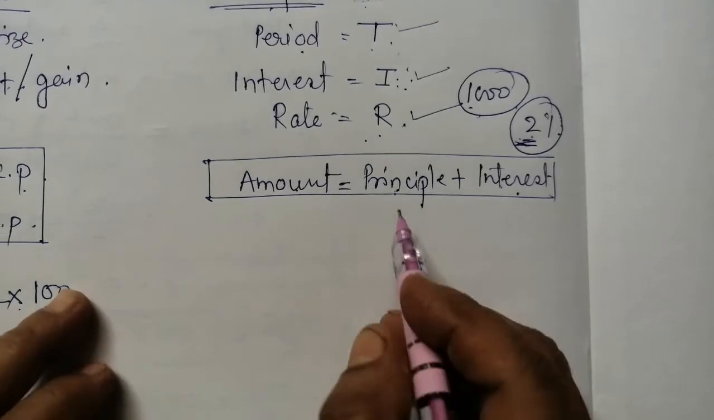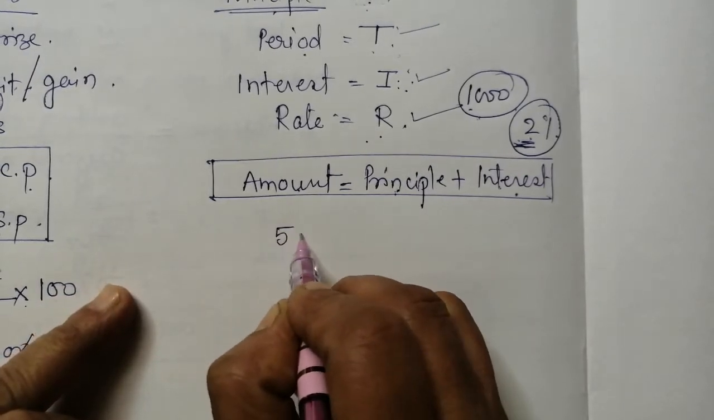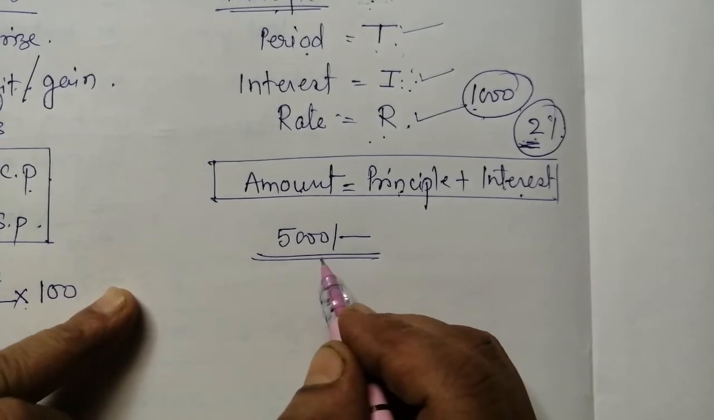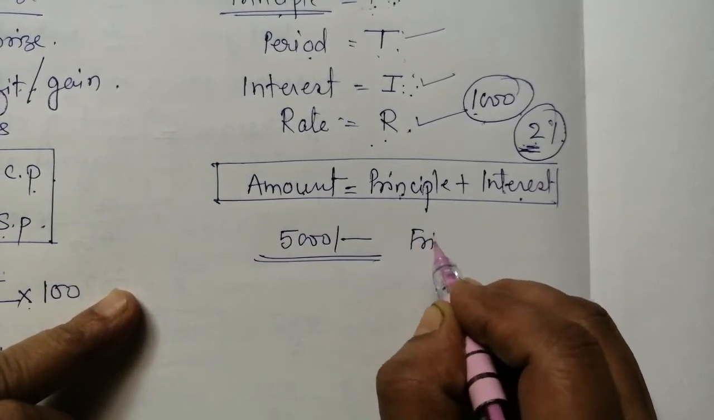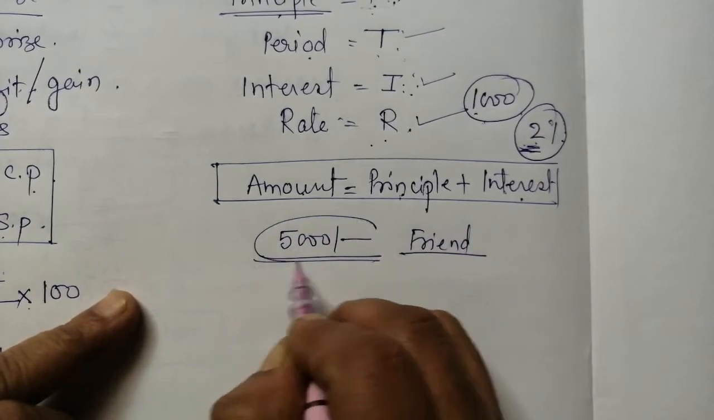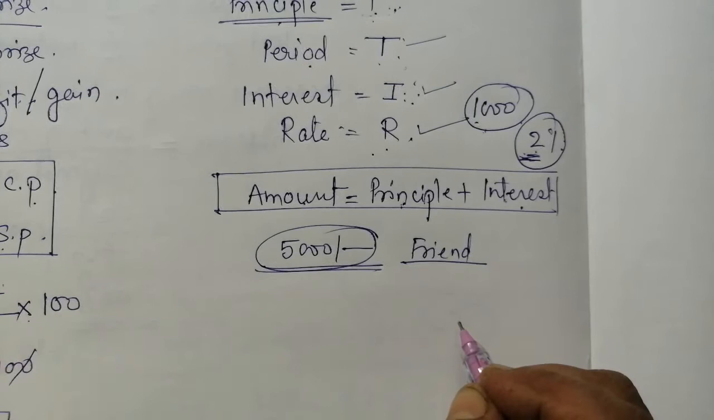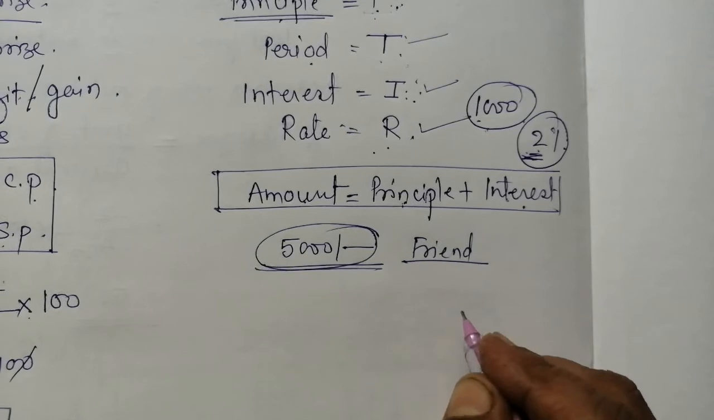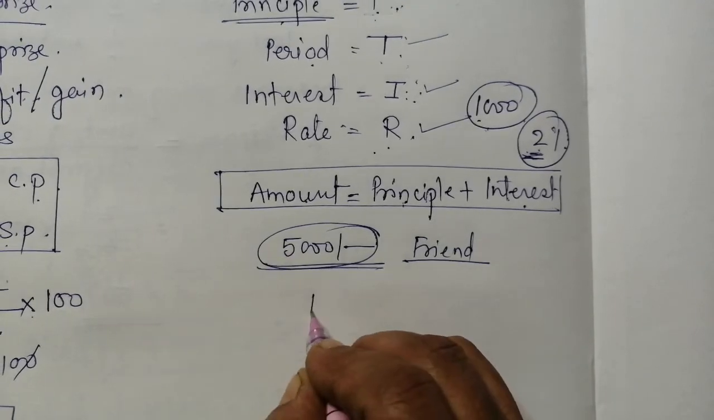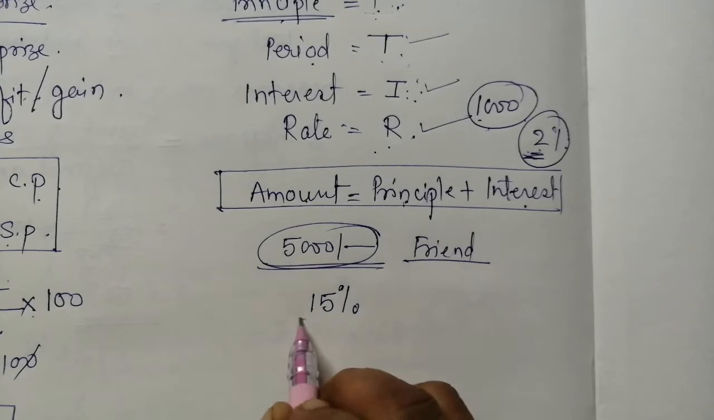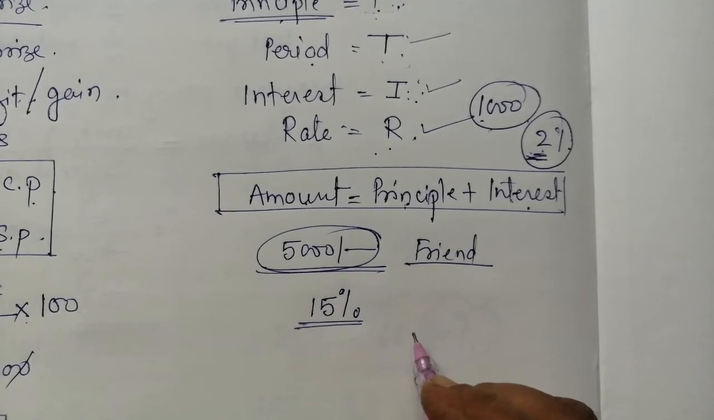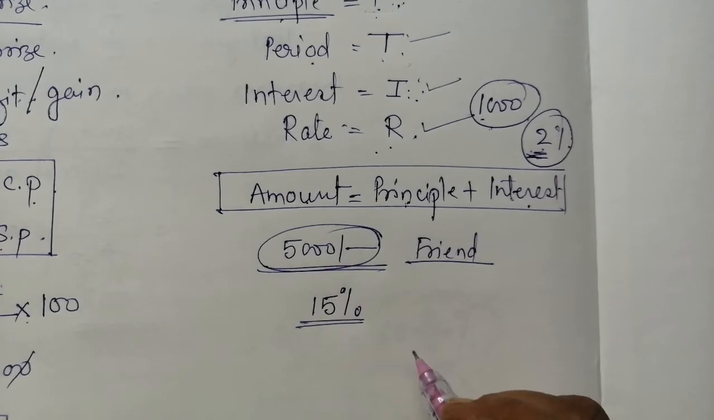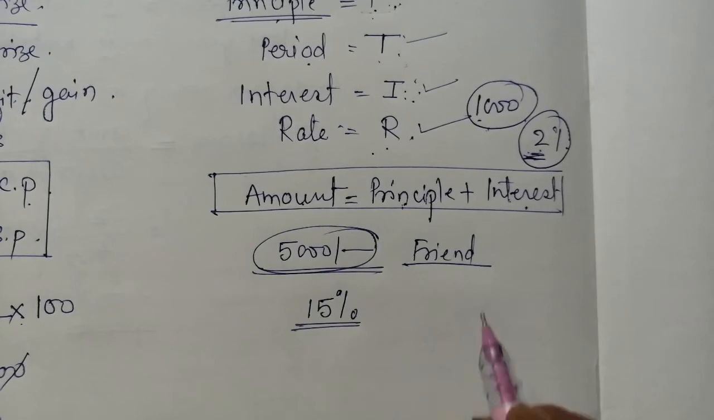Now I will explain this. Suppose you have taken 5000 rupees from your friend. This 5000 rupees is the principal amount you have taken, for 1 year, and the rate of interest was 15%. That means you have taken a loan of 5000 rupees from your friend at 15%.